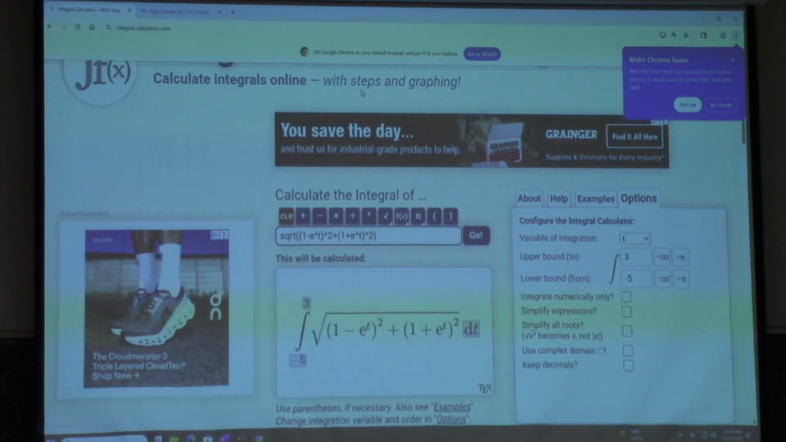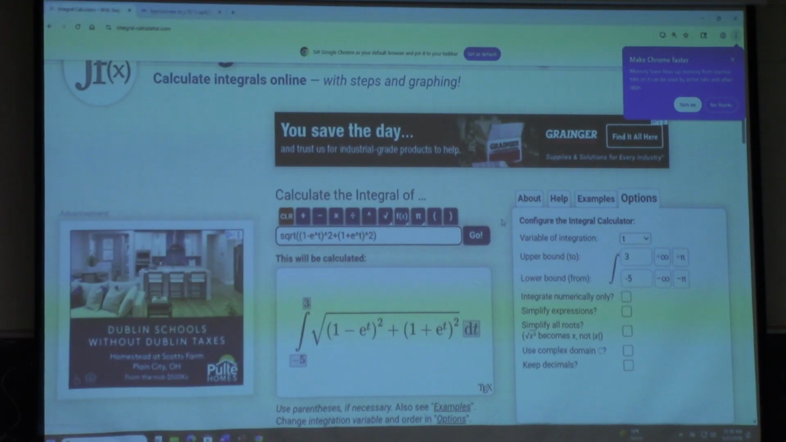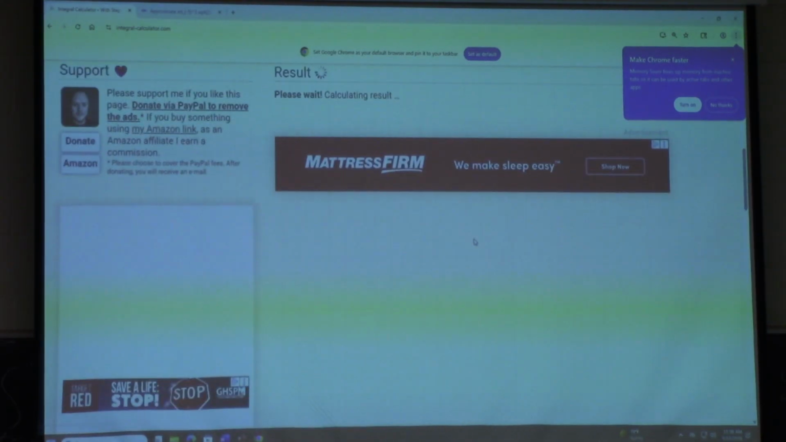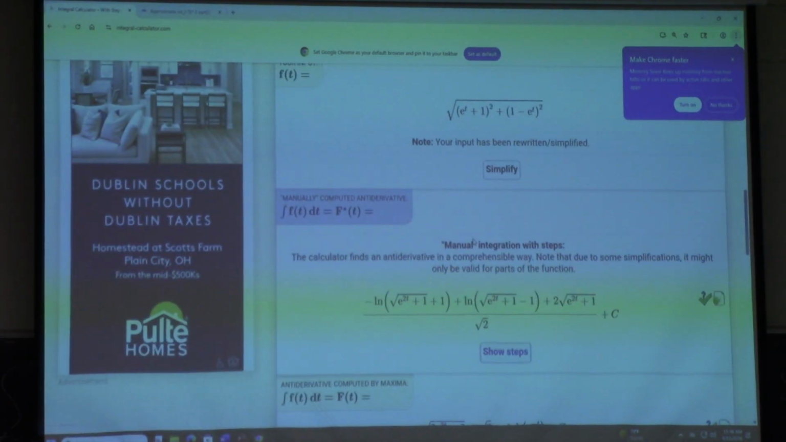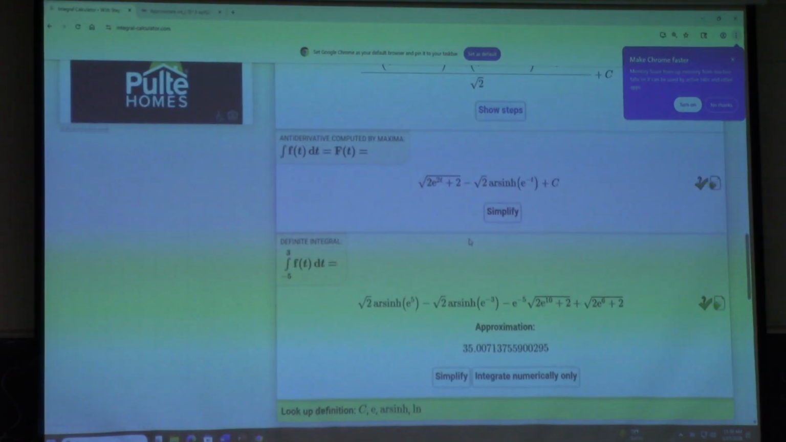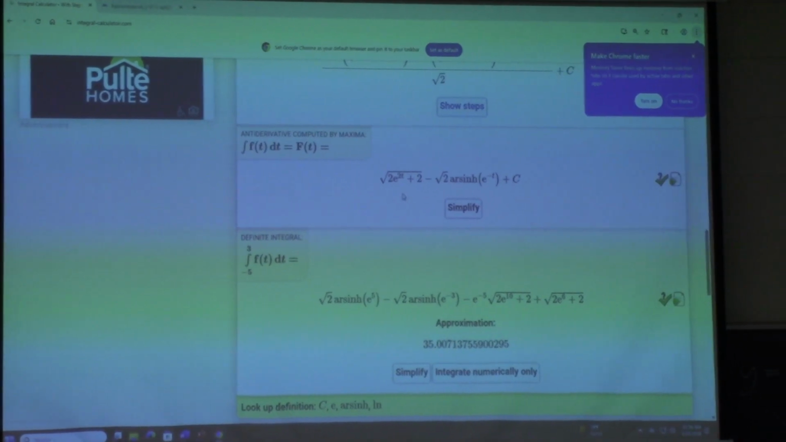All right, and then what are my time values? Oh, minus 5 to 3. There we go. Go. Boom. Now look at this. You'll see why you're not asked in this problem to do the integral, because that's the indefinite integral. It's a bear. And I don't even know if we've learned techniques that would do that. But let's just get the number, 35.0071.